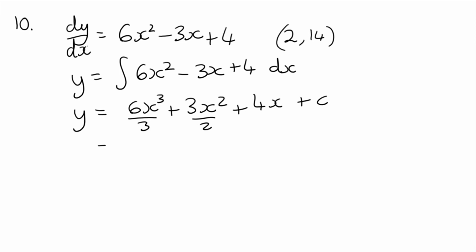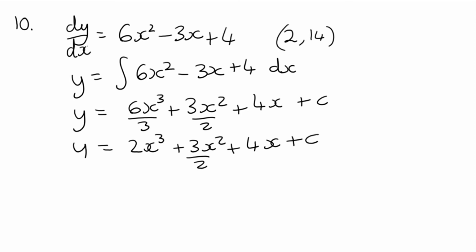Okay, we can tidy that up a little bit. So 2x cubed plus 3x squared over 2 plus 4x plus c. Now, we don't want to leave our answer with a plus c, so that's why they've given us the coordinate. So put the coordinate in. So 14 is your y value, and your x value is 2.